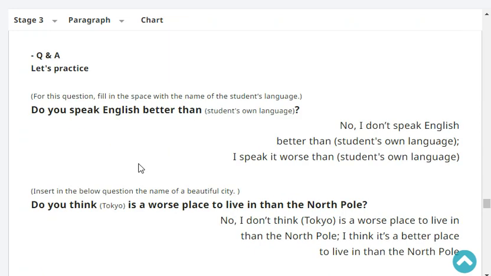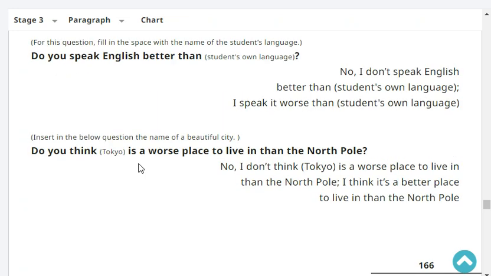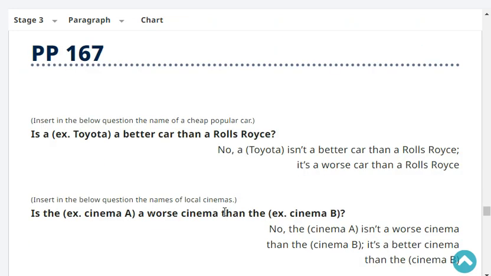Do you think Tokyo is a worse place to live in than the North Pole? No, I don't think Tokyo is a worse place to live in than the North Pole. I think it's a better place to live in than the North Pole. Very good.